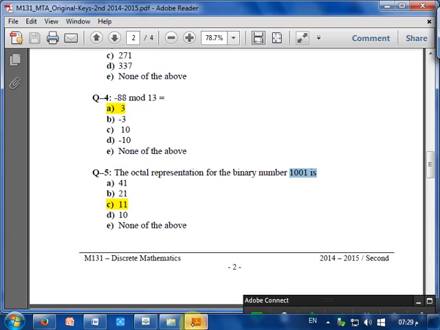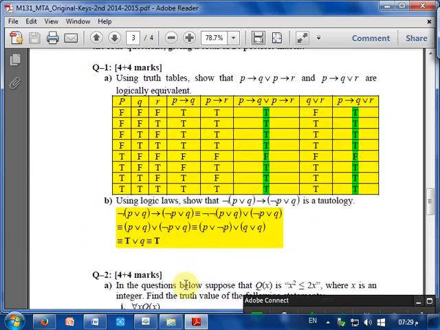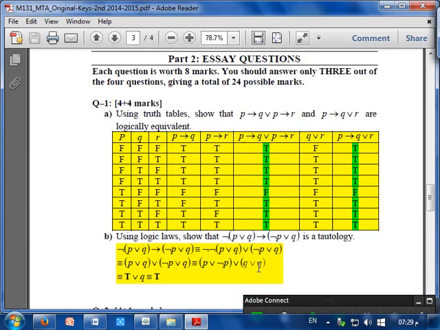8, 16. Hexadecimal digits go from 0 to 15. It goes like this, powers of 2: 2 power 0, 2 power 1, 2 power 2, 2 power 4. It goes like this. Okay.